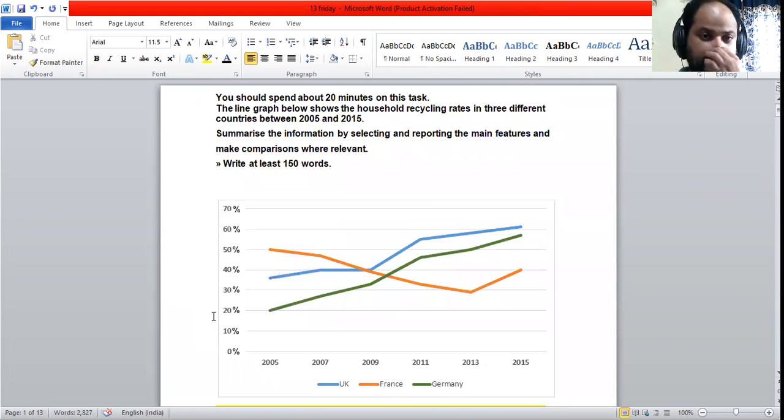Okay, this is the question. The line graph below shows the household recycling rates in 3 different countries between 2005 and 2015. It means the amount of waste that the countries recycled, household waste that the countries recycled, in France, Germany, and the UK from 2005 to 2015.